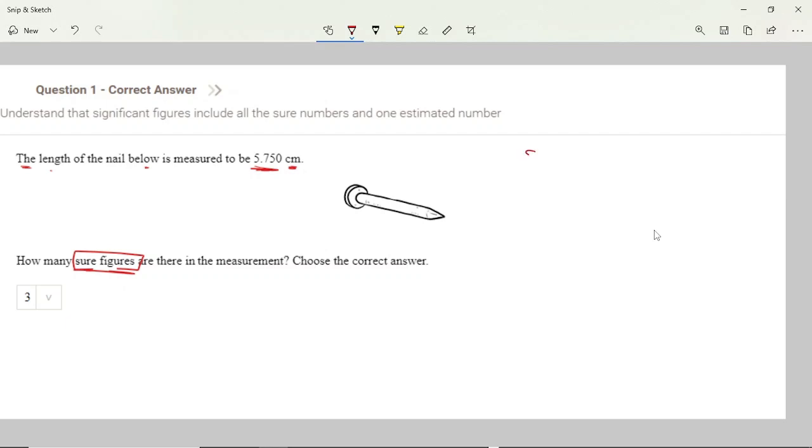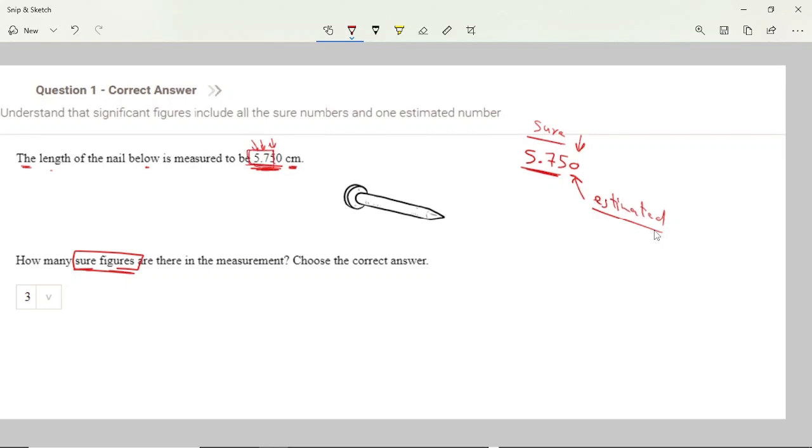For the sure number, let's say we have 5.750. The sure numbers will be these 3 digits, and the estimated number will always be the last digit in any number. So here I have sure figures, and the last digit in any number will be the estimated figure. So for this number, I have 1, 2, 3 sure figures.